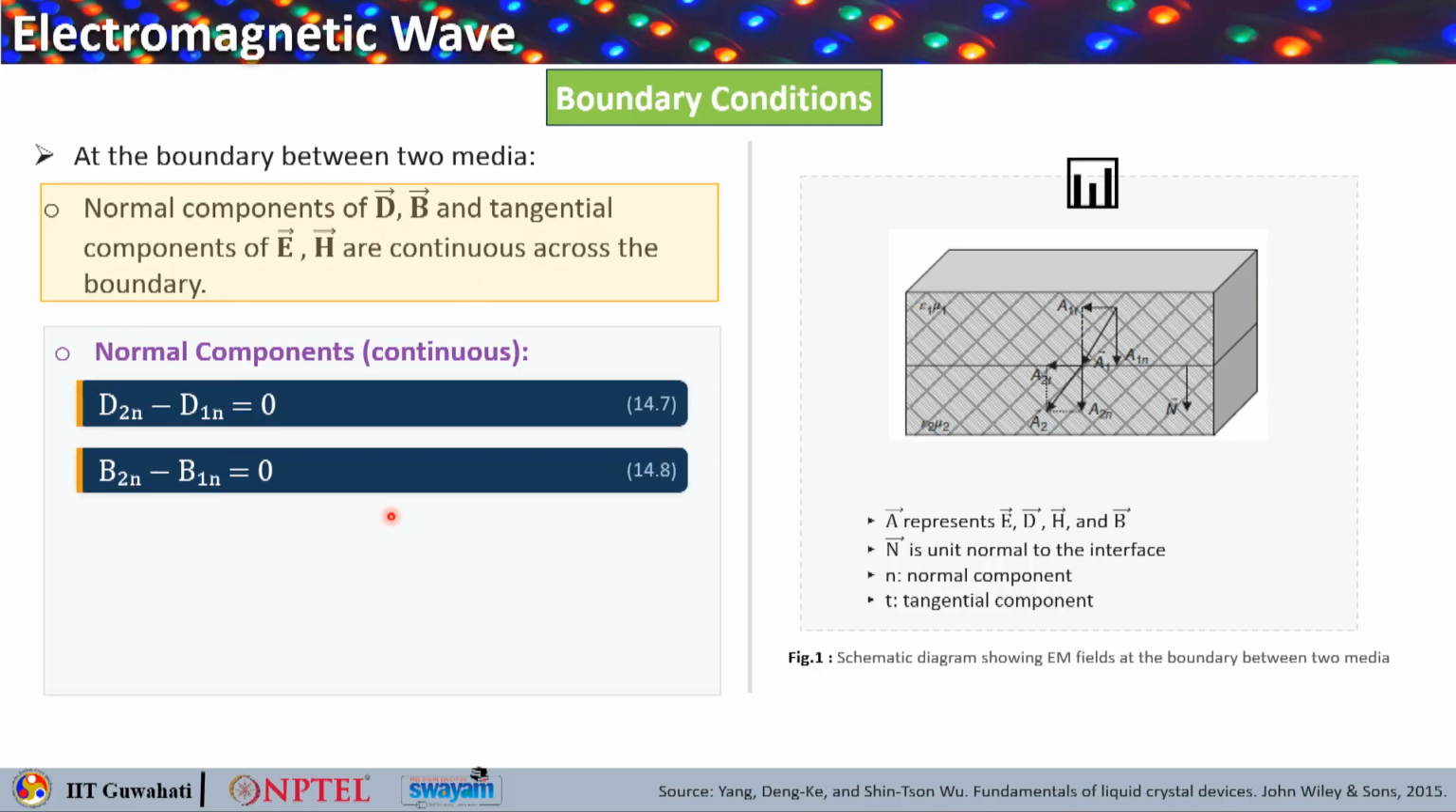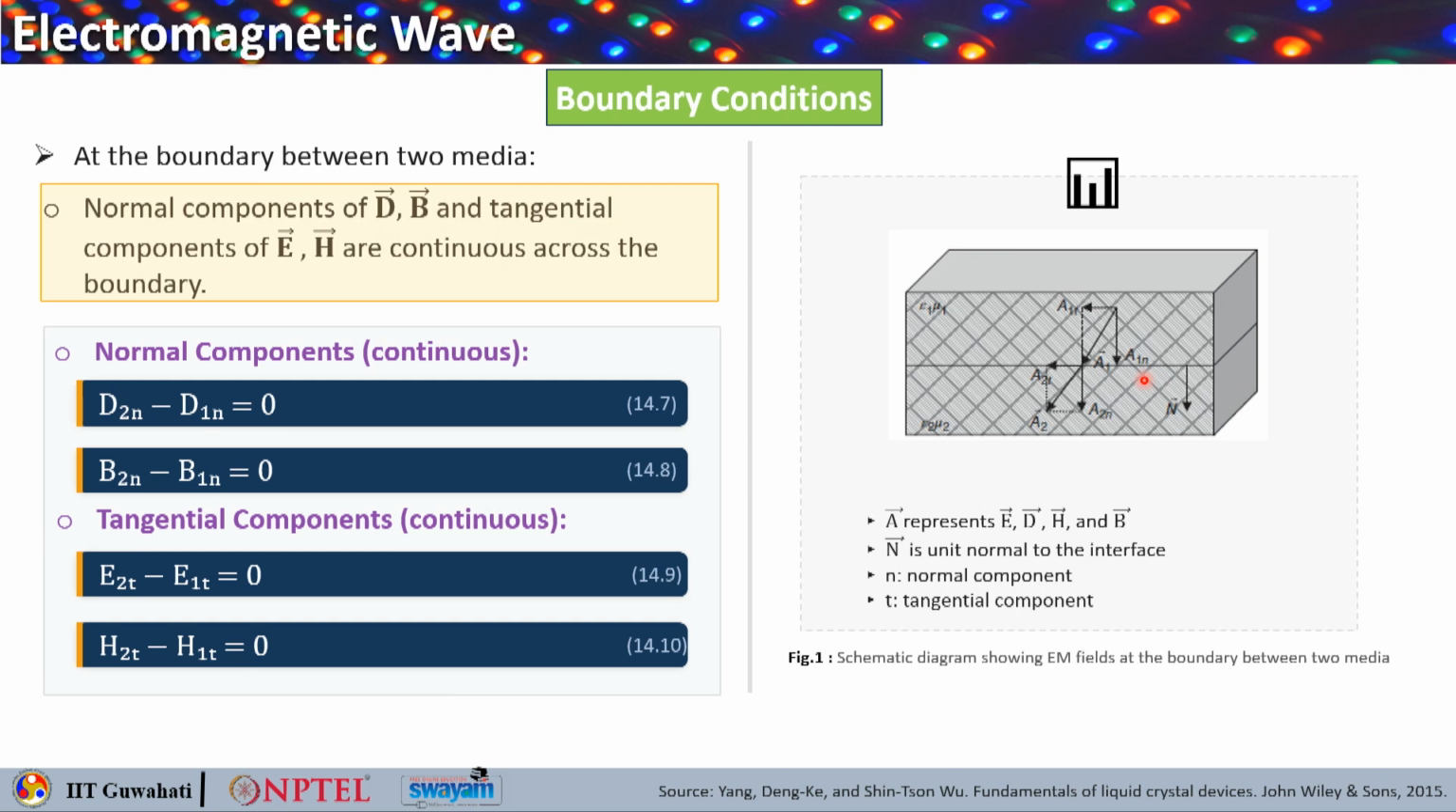If you try to write this in terms of equations, this is medium 1 and this is medium 2. The displacement fields satisfy D2n minus D1n equals 0 and B2n minus B1n equals 0, where n stands for the normal components. However, the tangential components are the ones lying along the interface. The tangential components of the electric field and the magnetic field are continuous. So E2t minus E1t equals 0 and H2t minus H1t equals 0. Here the representation is a bit generic, because A represents any of these vector fields, and N is the unit normal to the interface. Small n is the normal component and small t is the tangential component.